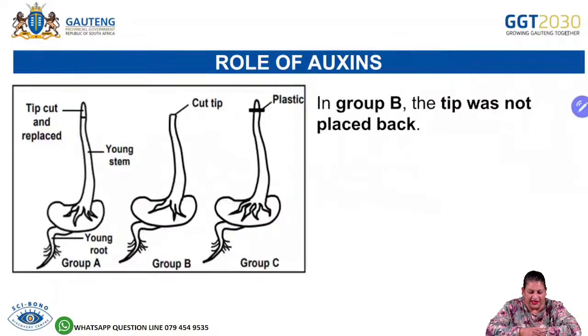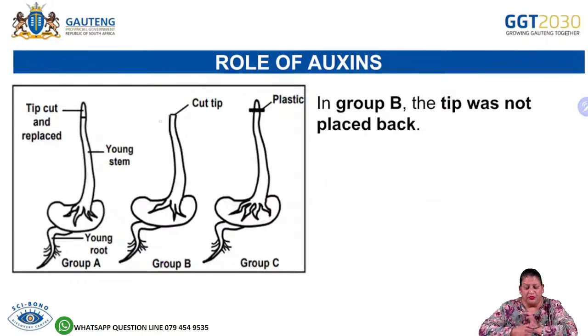So in group B, you can see that they removed the stem tip and never replaced it. So what happened? We have removed the auxins completely. So there's the difference. In A, the stem tip was cut, then replaced. In B, the stem tip was cut completely, not replaced. Which means in group B, all the little plumules will have no auxins.